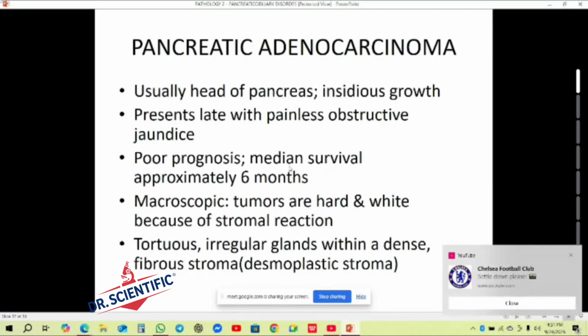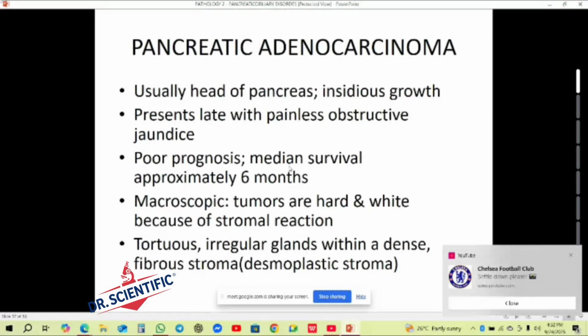Usually they tend to have a poor prognosis, with median survival of approximately 6 months. So after diagnosis, most of the time people survive for just about 6 months. It has a very poor prognosis. If you look macroscopically, that is with the naked eye, you are likely to see the tumor being hard and white, because mostly there is a stromal reaction. That means there's a lot of stroma formation, a lot of fibrosis.